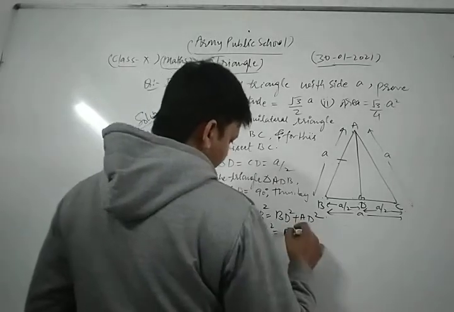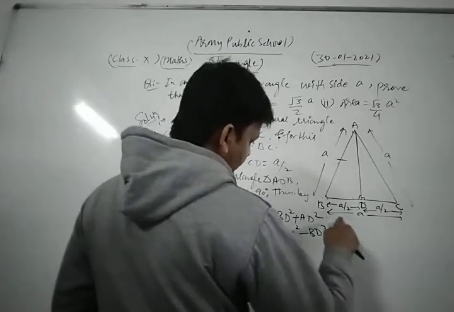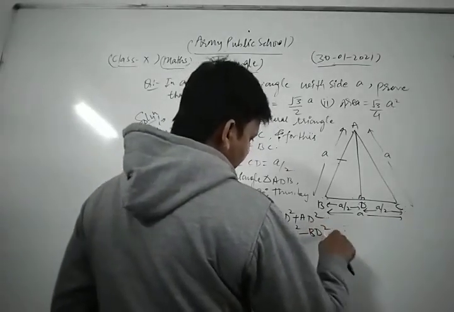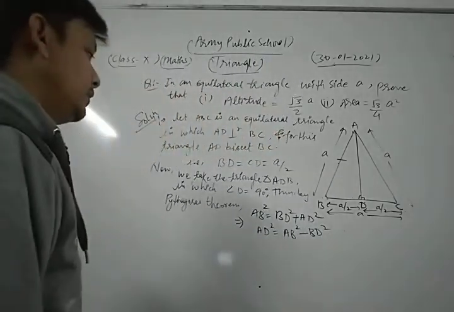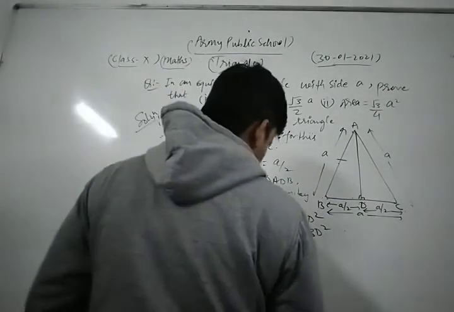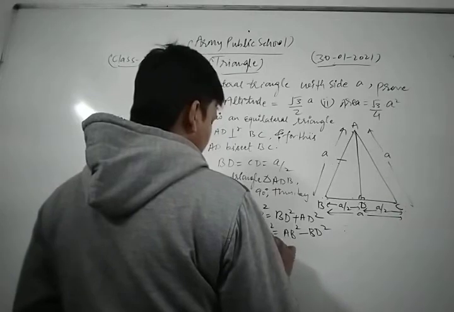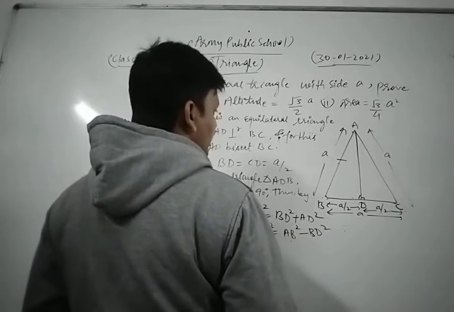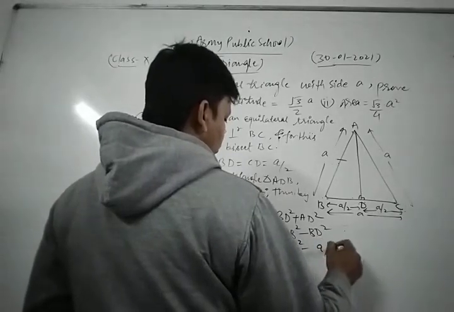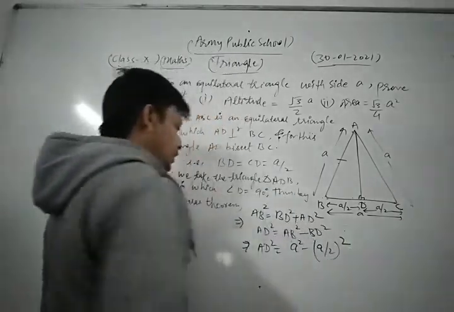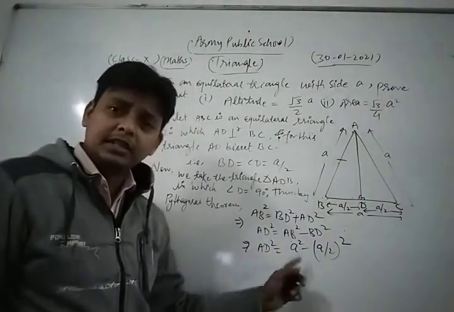AD square minus BD square. Now let's see. AD square is equal to AB, which is A, so we write A square minus BD, which is A by 2, so we write (A by 2) square. Now we put the values of AB and BD in that relation.